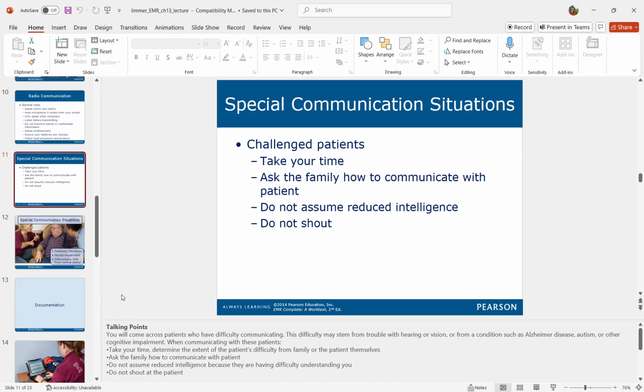Don't assume reduced intelligence because they have difficulty understanding you. And we're not going to shout at patients. We're just going to slowly work our way through it. If we have to write some stuff down, I've had to do that in the past, and they can answer.